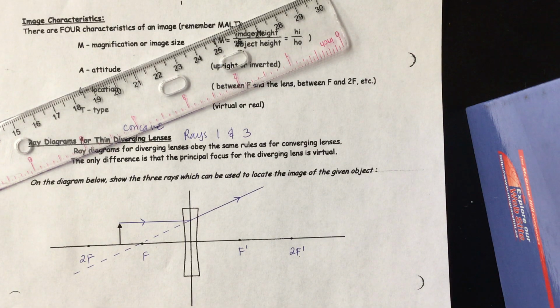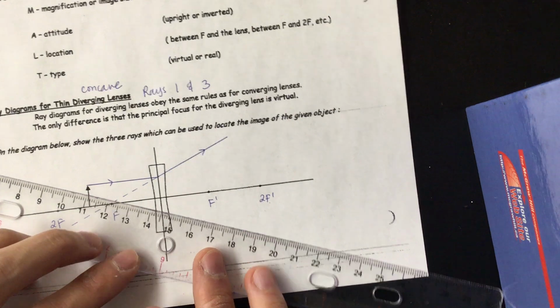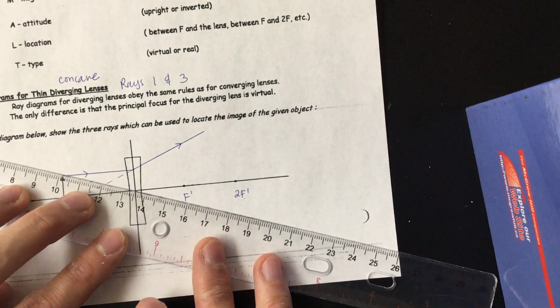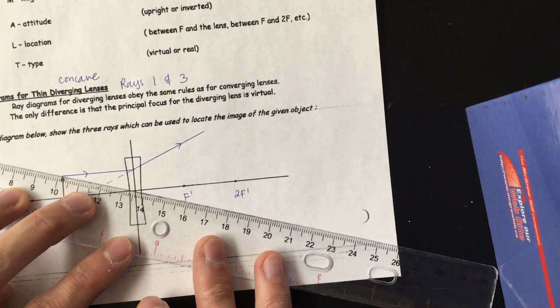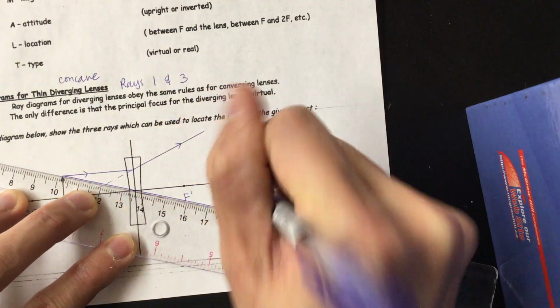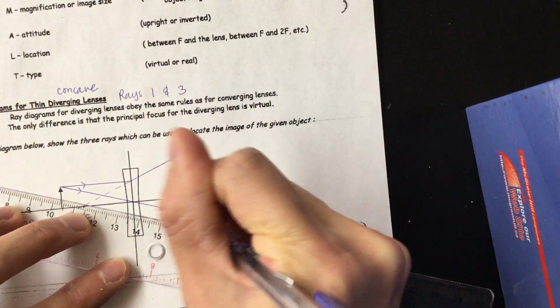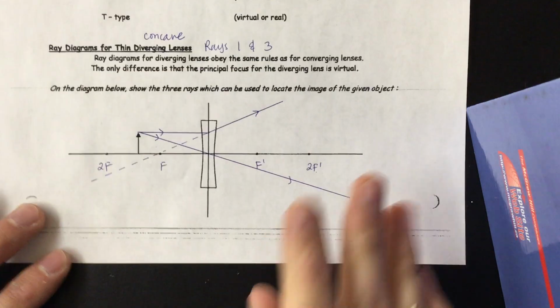And I'm going to pick one more light ray, which is ray number 3. Now, if you read over the rules, ray 3 is the one that goes straight through the middle. And the same thing is true for a concave lens. The one that goes through the middle is going to continue in a straight line. Okay, so I'll put the arrowheads, one on the incident side, one on the refracted side.